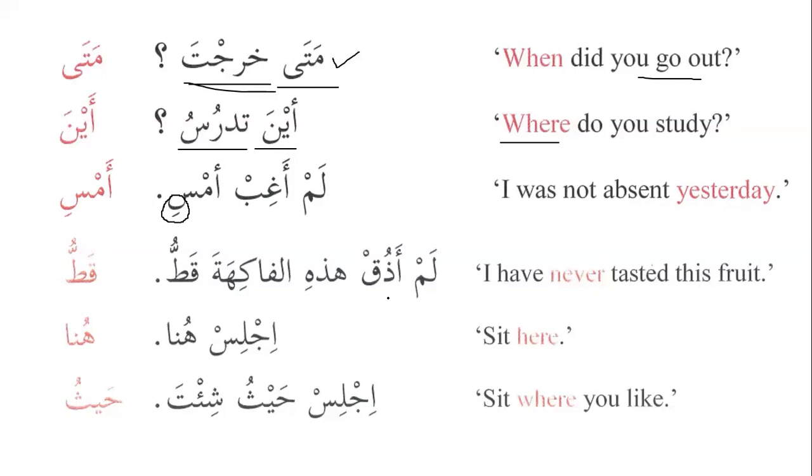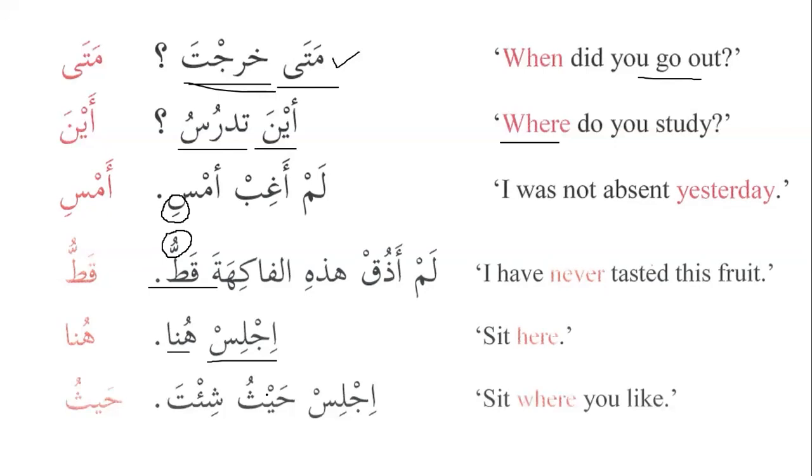Ahsanti. Then we have lam adhuq hadhihi al-fakihata qattu. I have never tasted this fruit. And similarly, qattu is also in the place of mansub, but it is not mansub with fatha, it is mansub with dhamma because it is also mabni ala dhamma. Ijlis huna, ijlis is fail plus fil, fil al-amr as we know, and huna is also maf'ul fihi. Sit here. This is also in the place of maf'ul fihi, this is also mansub.